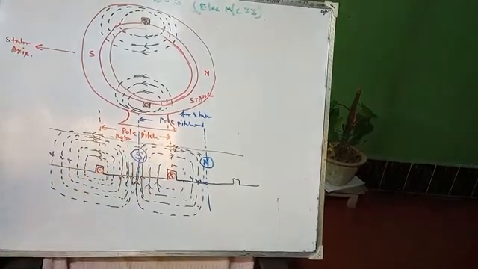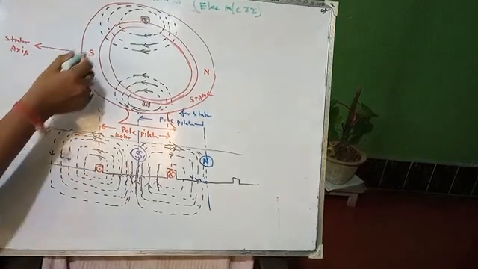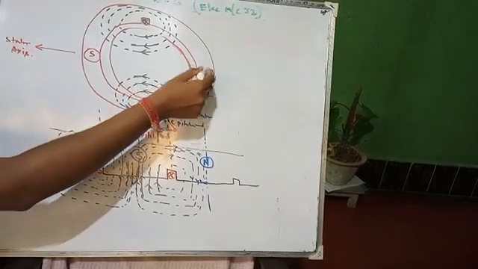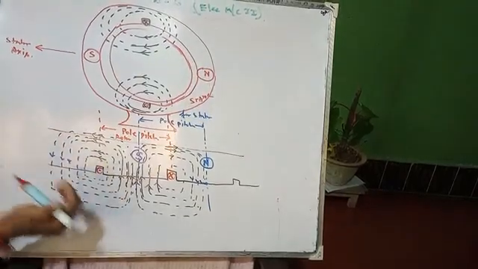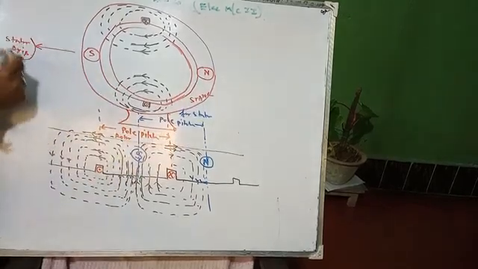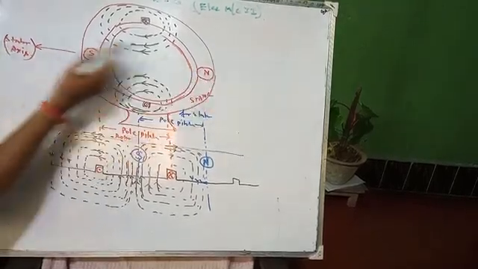So how is the EMF generated? These two fluxes are additive at this section in the upward direction, and at this section in the downward direction. So there will be a tendency of rotation from here to here. That's why the stator fluxes will be from north to south.